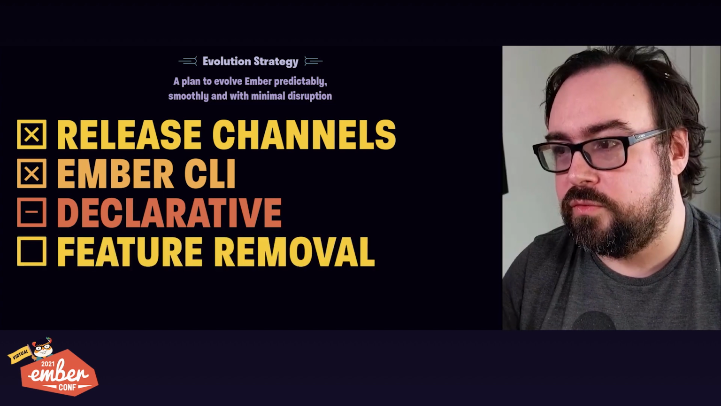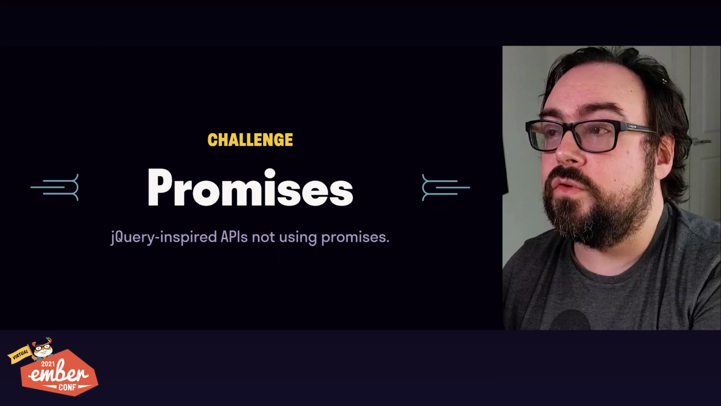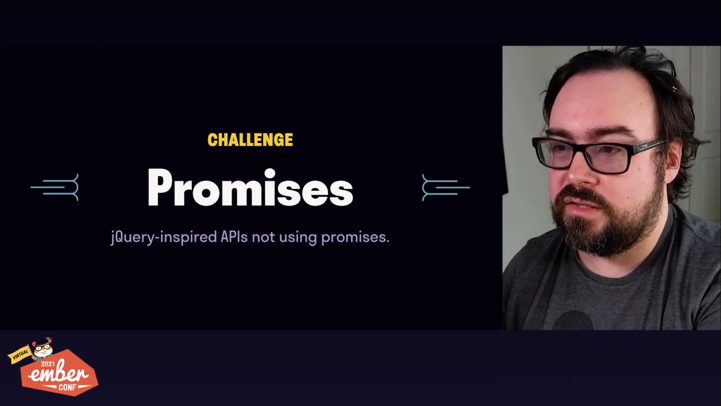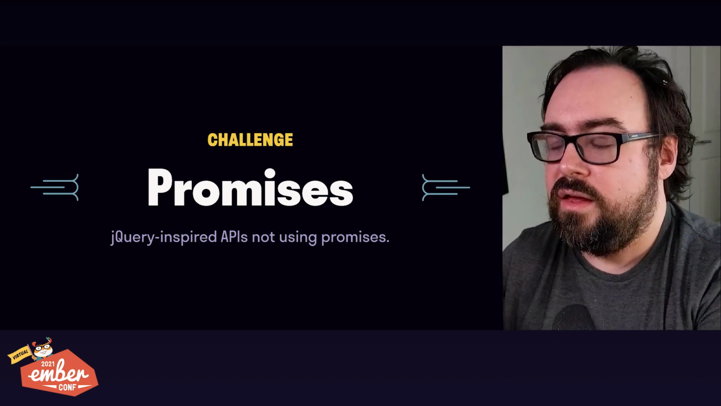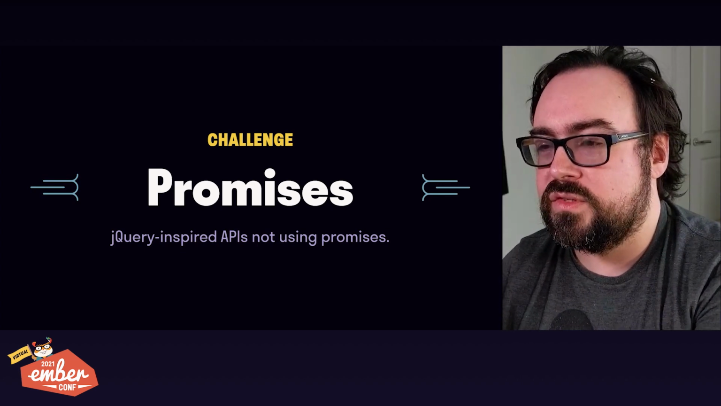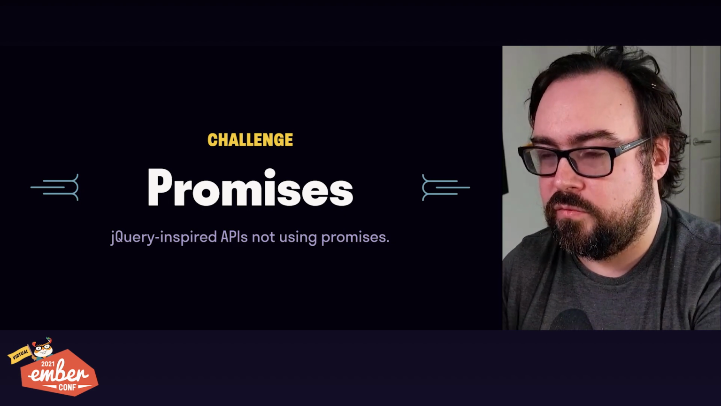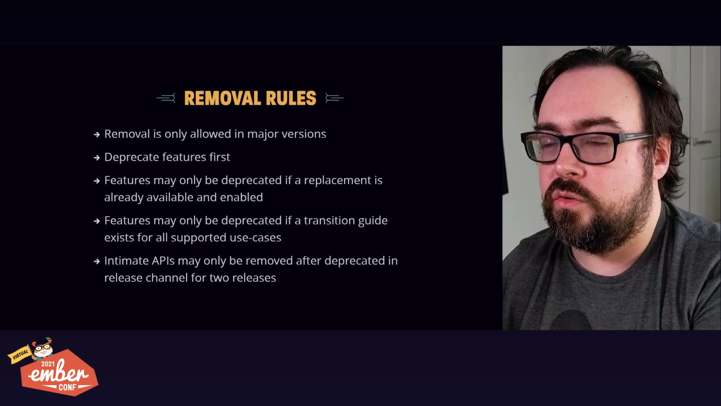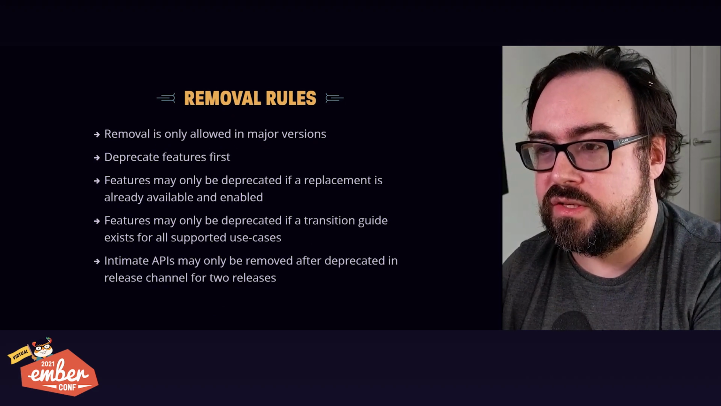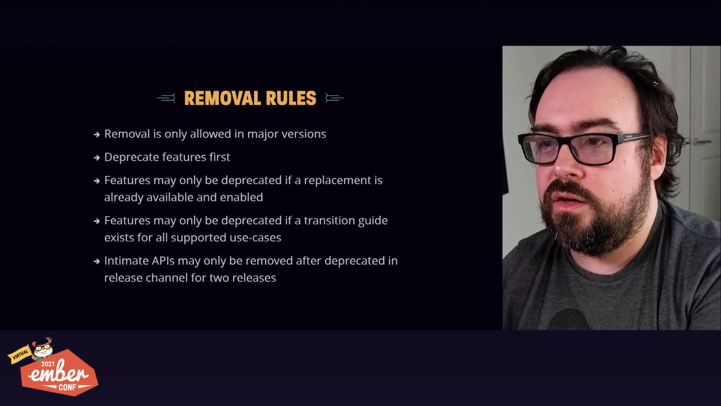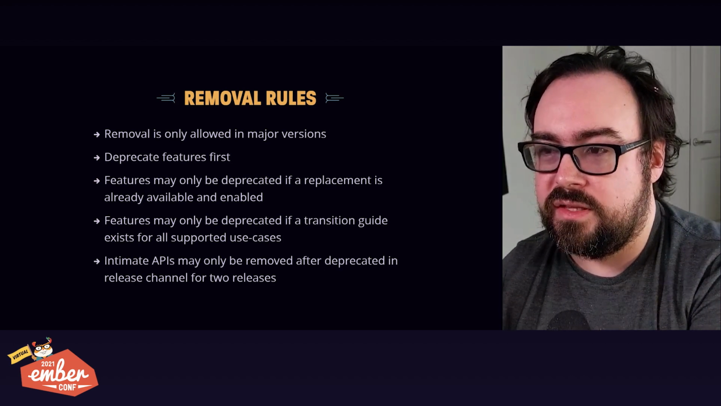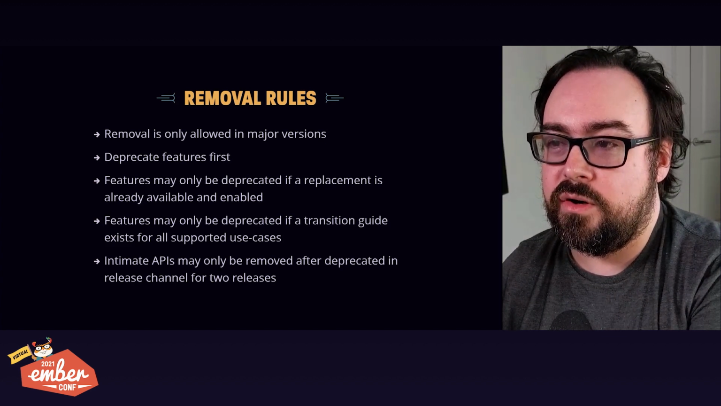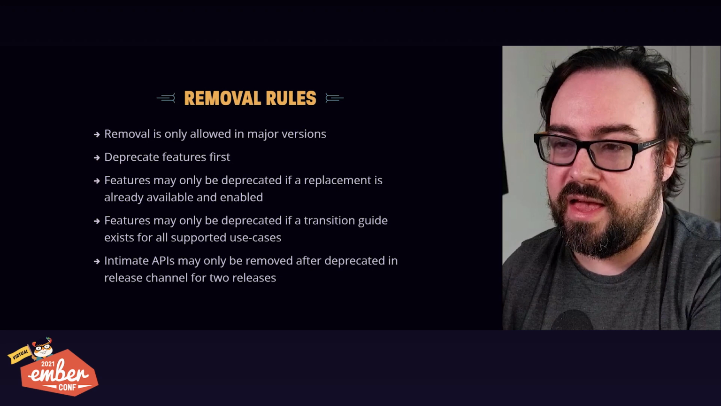But what about removing features? When we first started, we cargo culted jQuery's defer readiness concept in a bunch of our APIs. But then promises happened. And so we needed a way to remove those APIs entirely, something we hadn't done before. And so we designed our first deprecation system. Of course, you can only remove something in major versions. That's what Semver is all about. But you first have to deprecate features. This is something that Semver doesn't actually say anything about. Additionally, we said that features can only be deprecated in Ember if a replacement is already available and enabled.